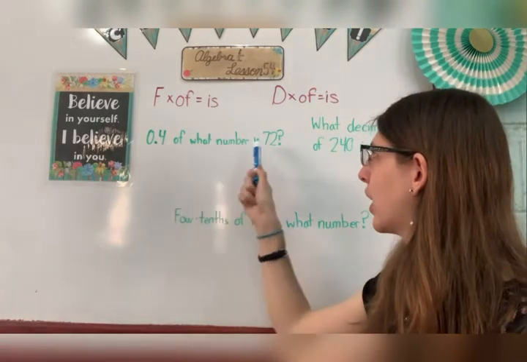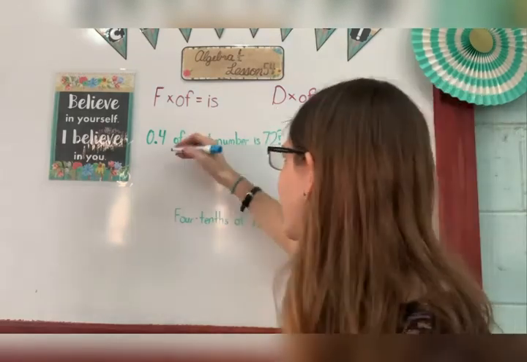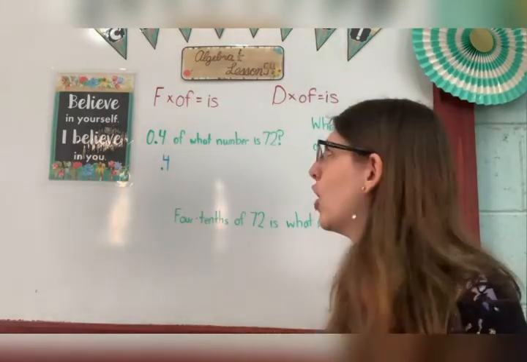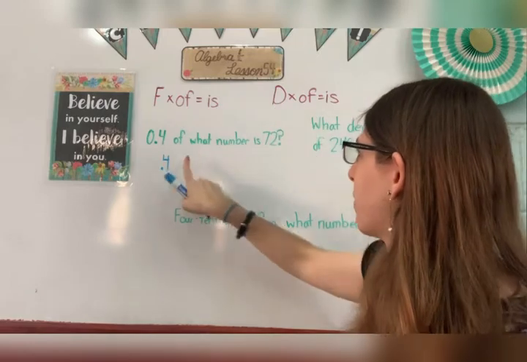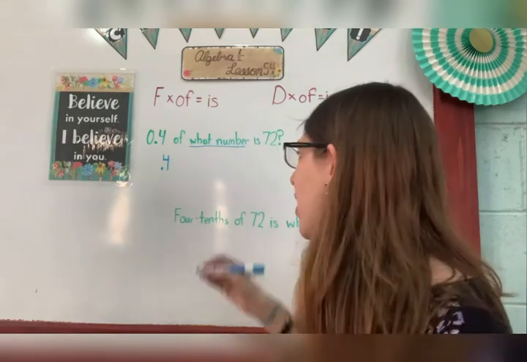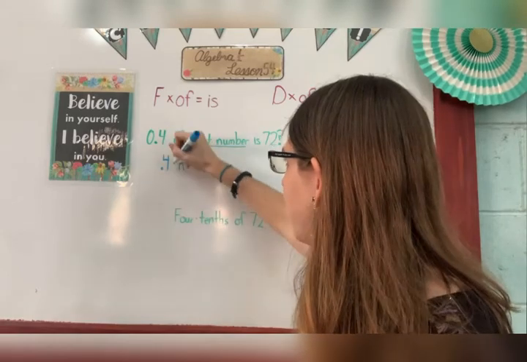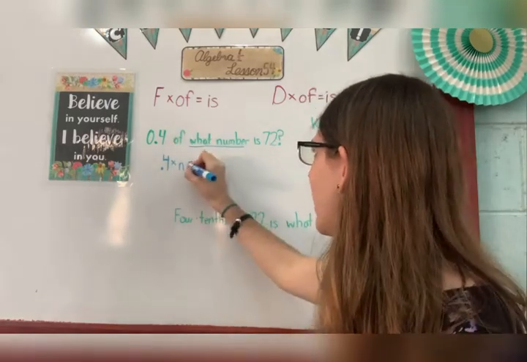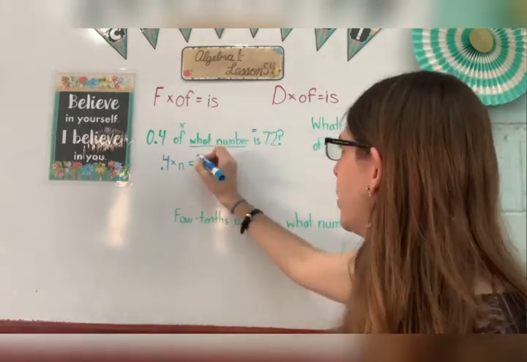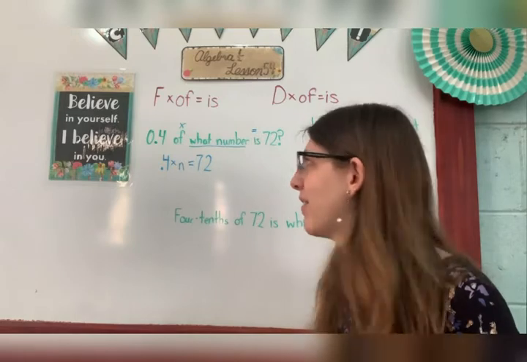0.4 of what number is 72? So using my equation, I know that I have my decimal, and I'm going to not include the 0 right now. For math's sake, I don't need it. 0.4 times my of number. Well, I have of what number? So I'm not given that number. That's going to be my variable. So it's going to be 0.4 times n, equals, so that's where that number is, 72. So I have 0.4 times n equals 72.